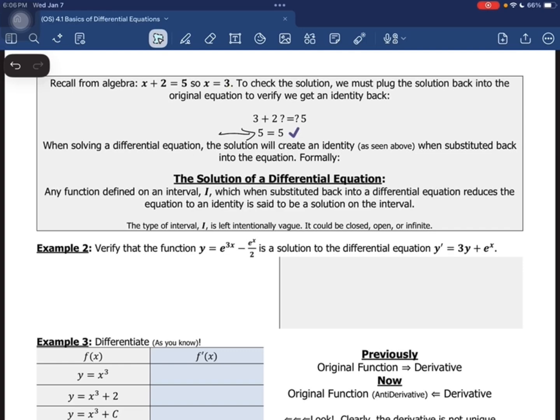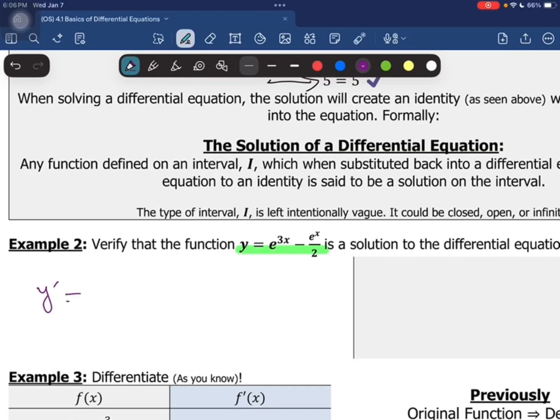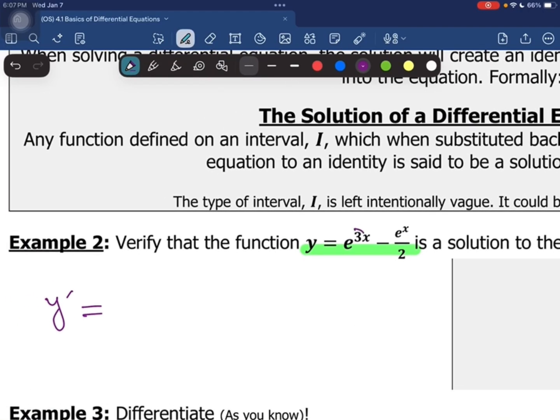Now let's take a look at example 2. Verify that the function y equals e to the 3x minus e to the x over 2 is a solution to the differential equation y prime equals 3y plus e to the x. Okay, so first on the left-hand side, let's find y prime given our y. So you bring the 3 down, 3e to the 3x minus 1/2, it's just a constant, so it comes along for the ride, e to the x.